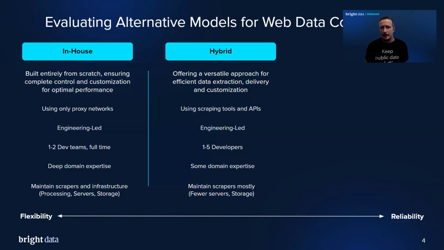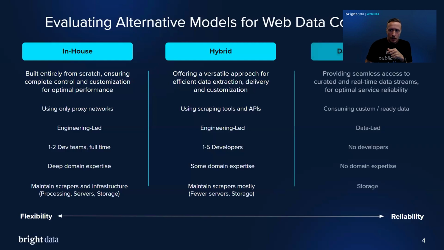Sometimes you just might not be able to achieve it at all. Then when you do achieve it and you run it at scale, all of a sudden everything stops working as well. So hybrid gives you the option of actually using other tools that help you unblock the website, and then you can concentrate more on processing the data and validating the data than on making the website respond with the data. And the third one is data as a service.